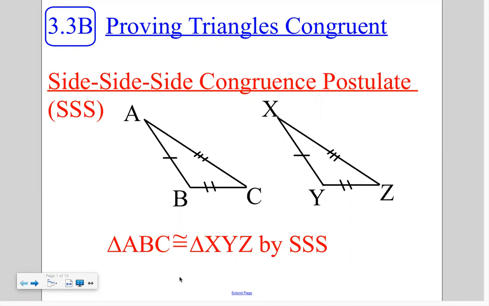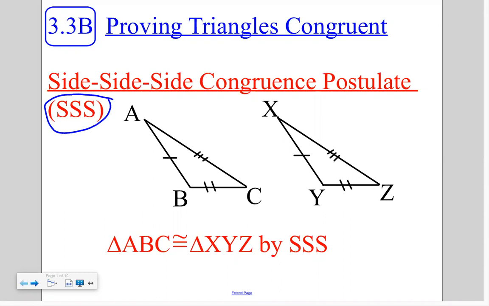Which is why we can have this thing called a postulate, a side-side-side congruence postulate, because we know that if you have 3 pairs of congruent sides, they will always prove that the triangles are congruent. Now, the things that I want to point out on this are, one, the postulate and how we would usually refer to it, side-side-side, SSS. And secondly, our congruence statement now needs to include a reason.